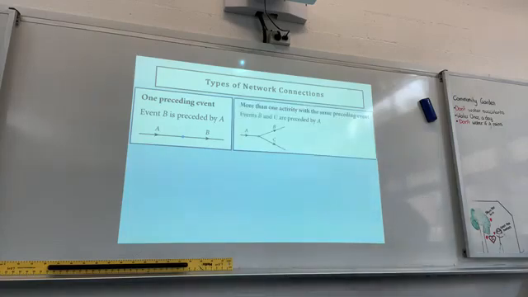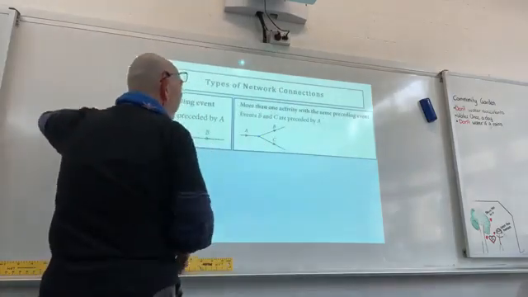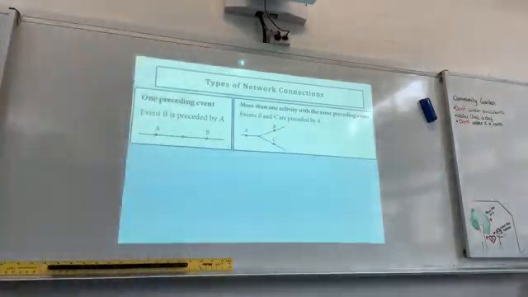All right. More than one activity with the same preceding event. Here you can see that B and C can only happen after A. So you say that event B and C are preceded by A. One preceding event could be two preceding events.